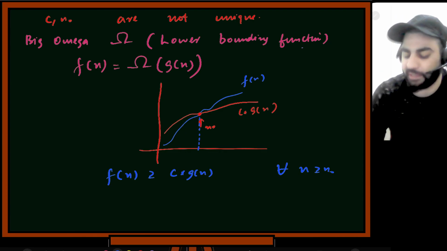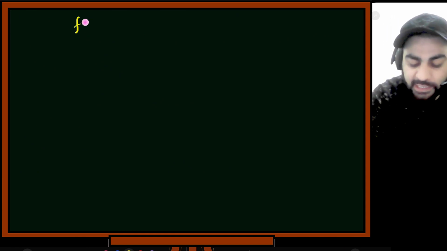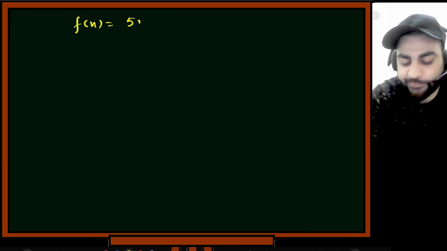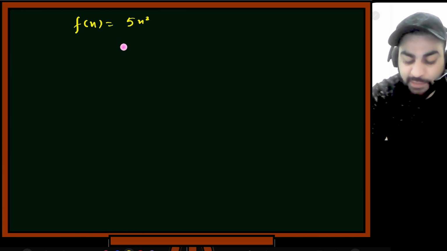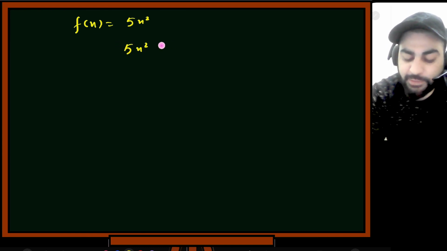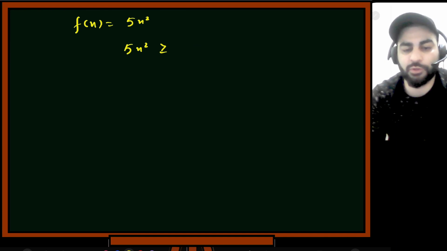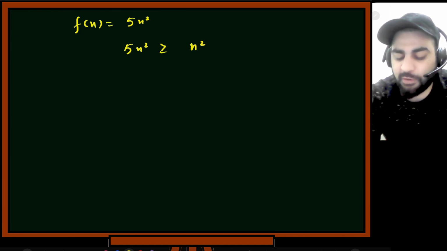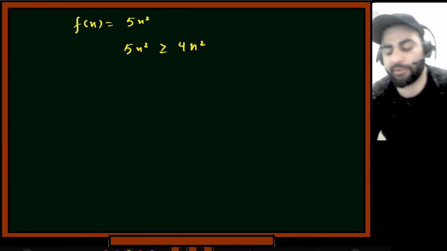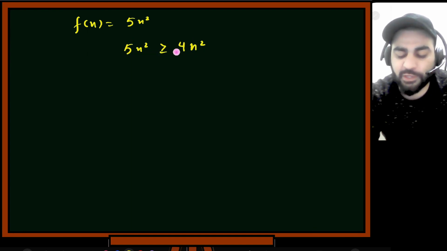Now let's understand this with an example. We are computing a lower bound. Let's suppose our function f of n is equal to 5n square. Now we want to compute the tighter lower bound. So f of n should always be greater than. What is the tightest lower bound? Let's suppose I'll write n square, and what's the value of c? I'll write 4n square. Do you agree over here that 5n square is always greater than 4n square?